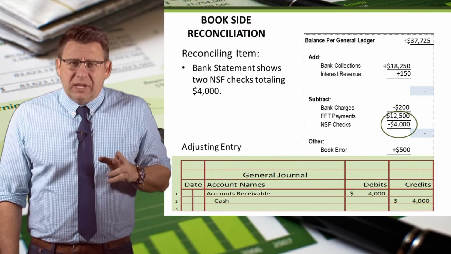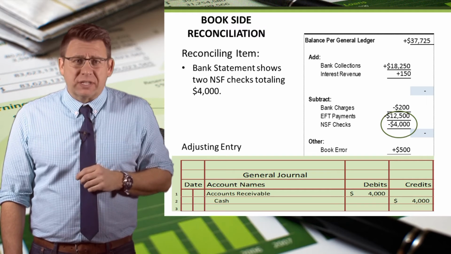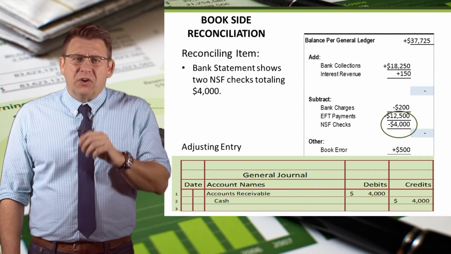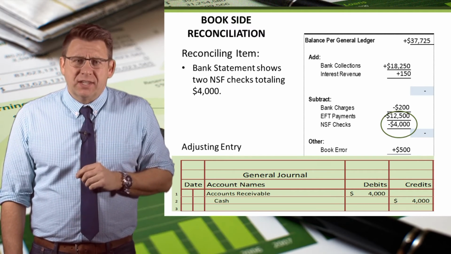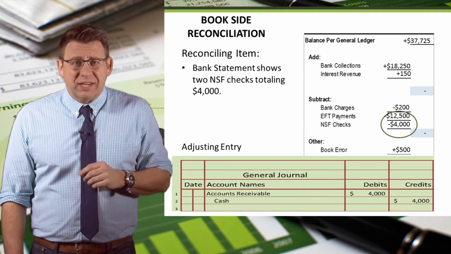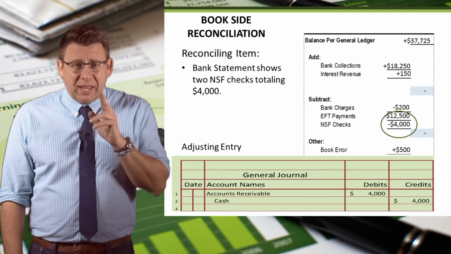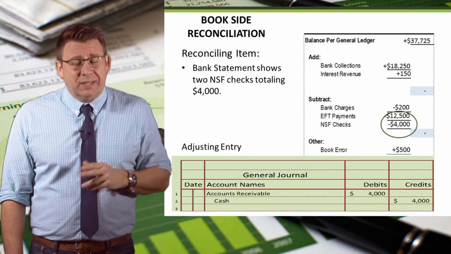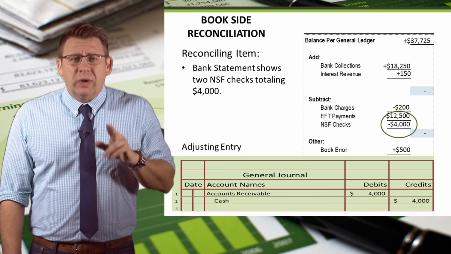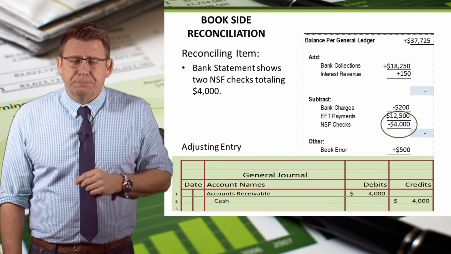The next item is NSF checks. These are bad checks our customers wrote us. So what's the other account that relates to this? Do our customers still owe us money, or did the bad checks erase their debt? Clearly, we're still owed the money. And the account we use when customers owe us money is accounts receivable. So we debit accounts receivable and credit cash for $4,000.